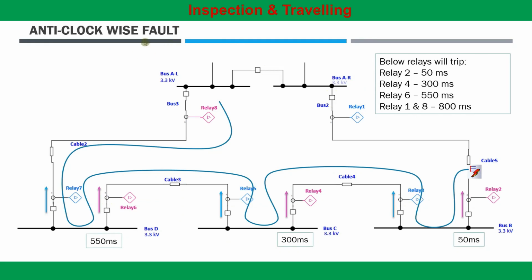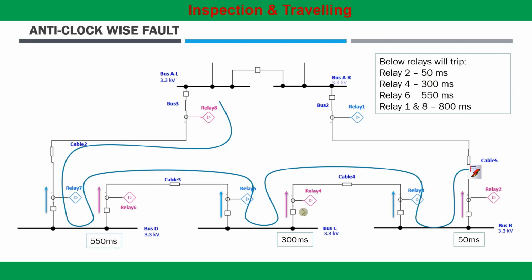Now next, let's consider a fault in anti-clockwise direction. So the fault is applied below cable 5. So the flow of current will be in anti-clockwise direction. Now when the fault current flow is in the anti-clockwise direction, as you can see from this figure, the relays marked with red color, which are relay 6, relay 4 and relay 2, will see the fault current in the same direction. Since relay 2 is very close to the fault, it will operate in 50 millisecond.